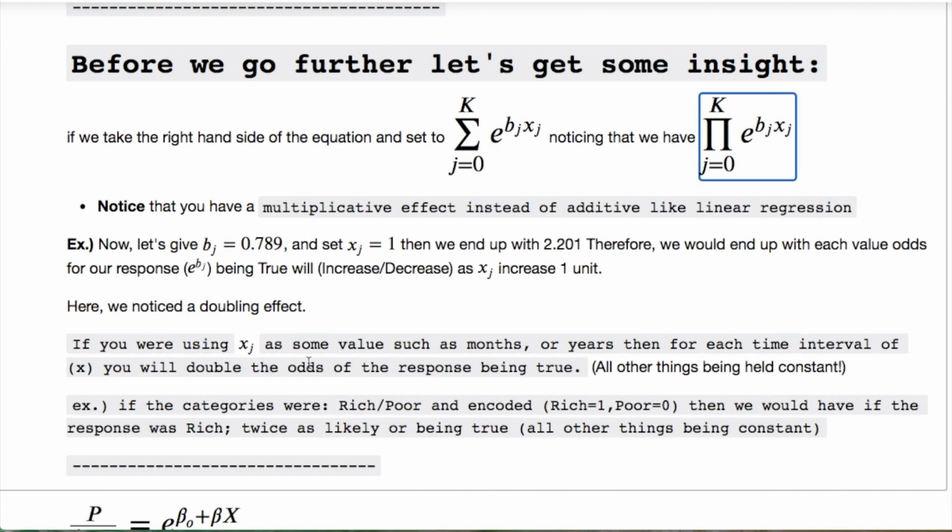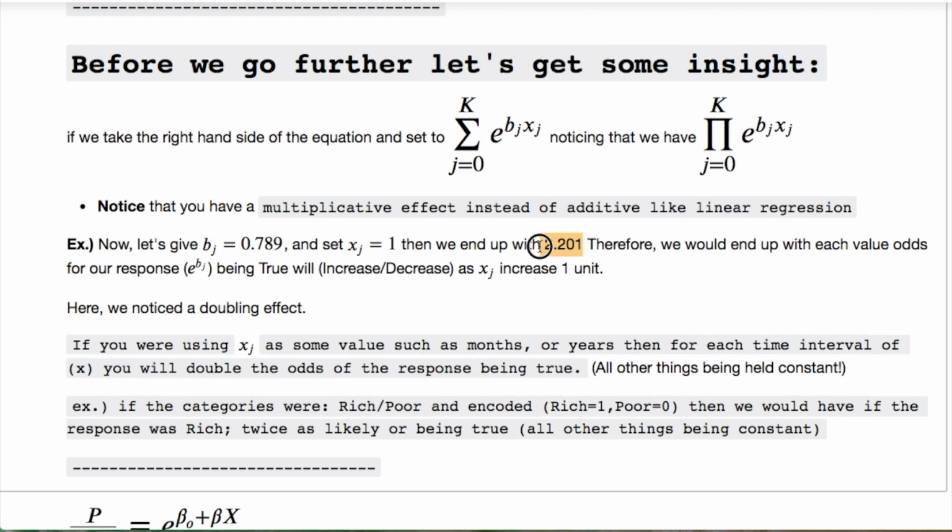0.789 for our b of j, and let's assume that our x of j equals 1. Then we wind up with a value of 2.201. What does that even mean? We would end up with the odds for our response variable e of j being true. So any increase or decrease for our value of j would increase 1 unit. So if you were using x of j as some value such as months, years, whatever, some kind of interval for x, you will end up doubling the odds of your response being true, with all other items being constant.